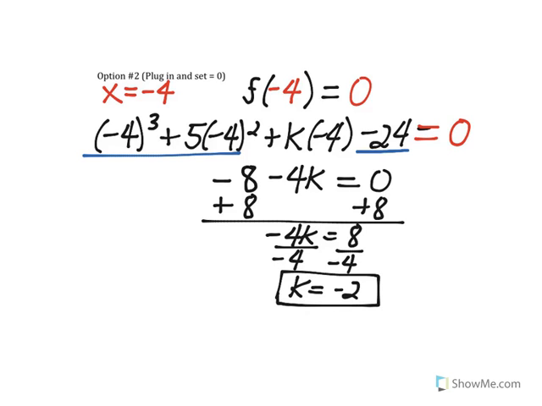The last example, I'm going to recommend going with this option of plugging it in because it's just going to be easier to figure out. But with these you could use synthetic division or the substitution. So we're going to do the next example with the factor theorem again.